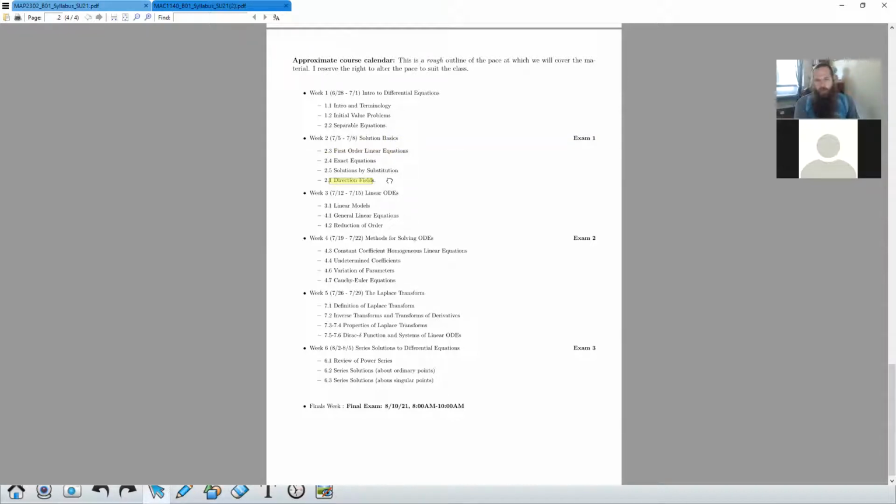Direction fields is not a whole lot more to do than what we've already done. So today we're going to talk about first order linear equations. We might talk about exact equations. I don't know if there's going to be time to get into 2.5 today. I expect that there will not be, so I'm going to have to cover that tomorrow and then test you on it on Thursday.